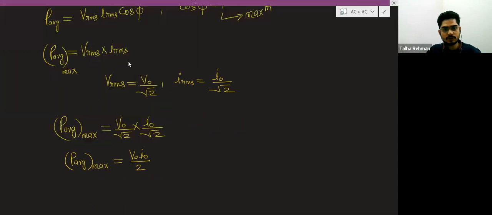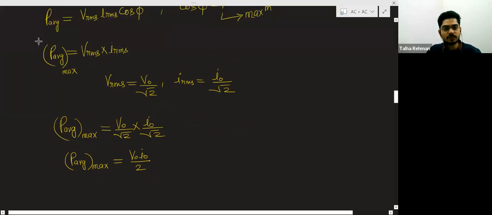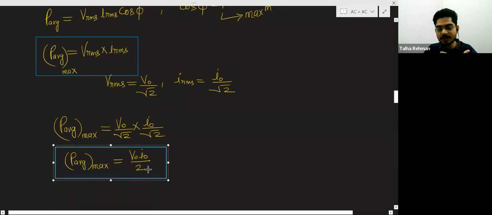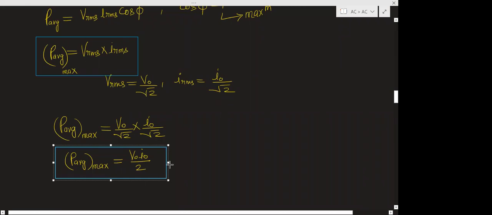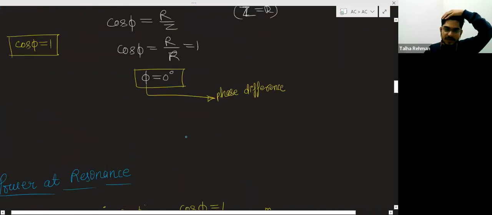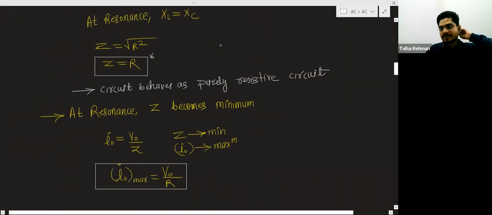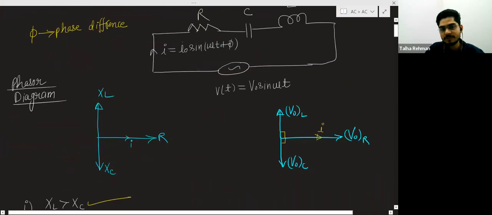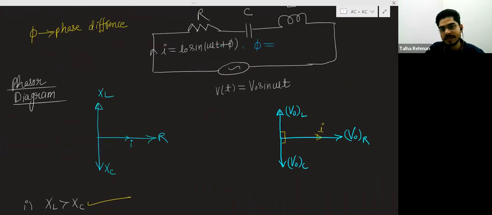So you can write either in terms of the RMS value, or in terms of the peak value. V naught and I naught, you know what they are; I have told you V naught and I naught represent the peak value. And what is phi? At resonance, phi is equal to 0 degree. So there is no phase difference between the voltage and the current in case of resonance.